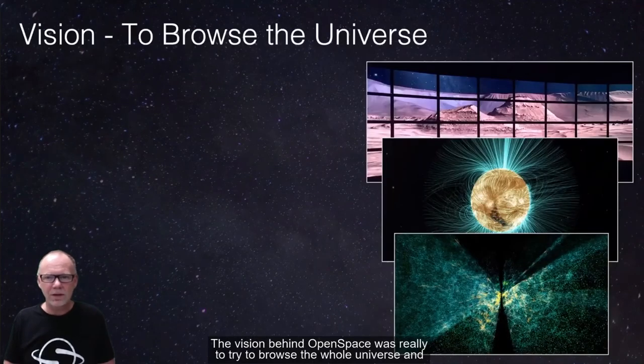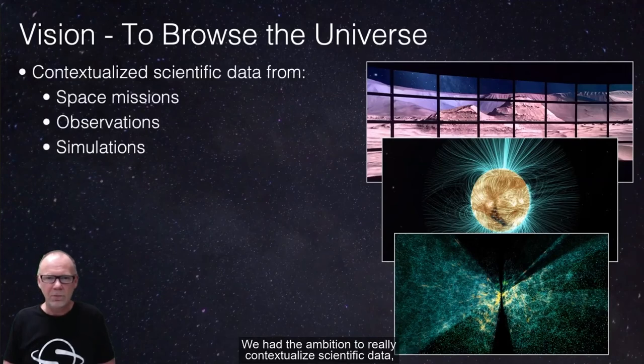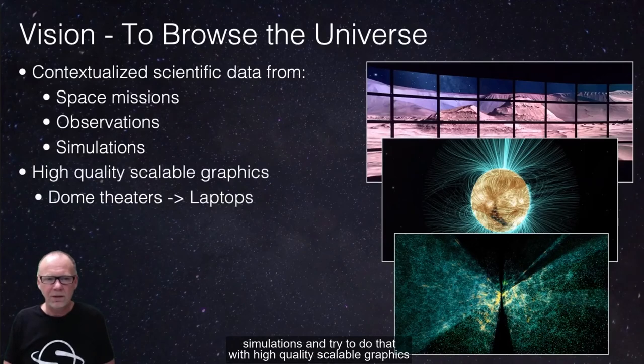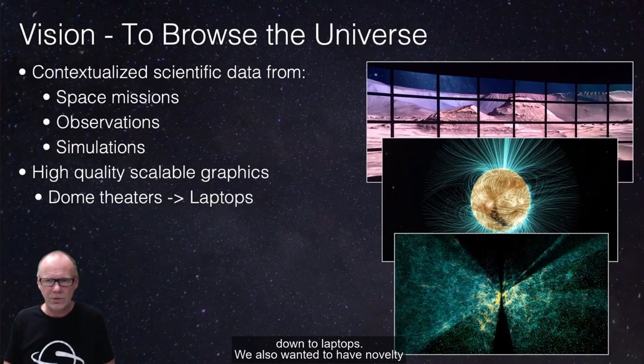The vision behind OpenSpace was really to try to browse the whole universe, and we started talking about this with our partners over at the American Museum of Natural History already back in early 2001. We had the ambition to really contextualize scientific data from space missions, from observations, from simulations, and try to do that with high quality scalable graphics that would take us all the way from dome theaters down to laptops.